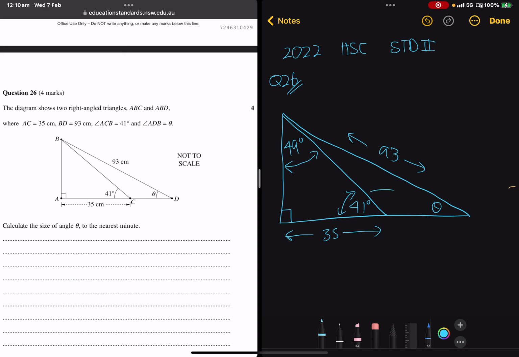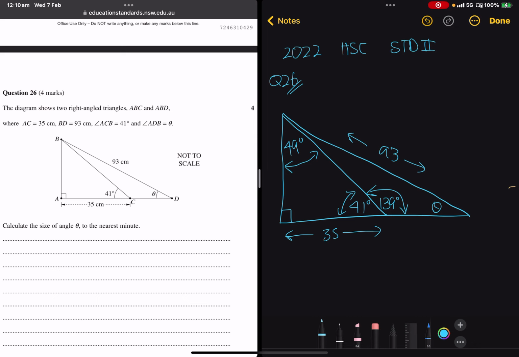We can also work out this angle here. This angle plus 41 must be 180. So this must be 139 degrees. So before we've even done anything, we've found two angles that we can use to help us find angle theta.